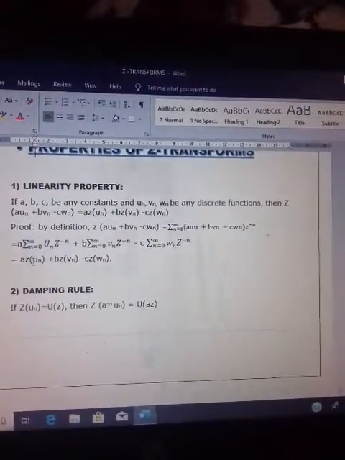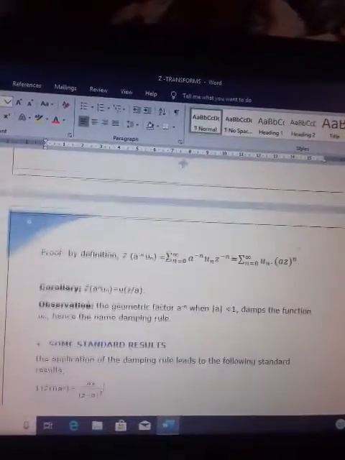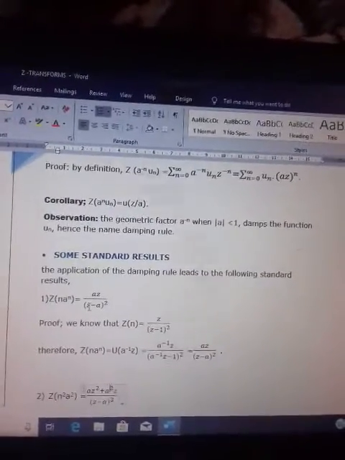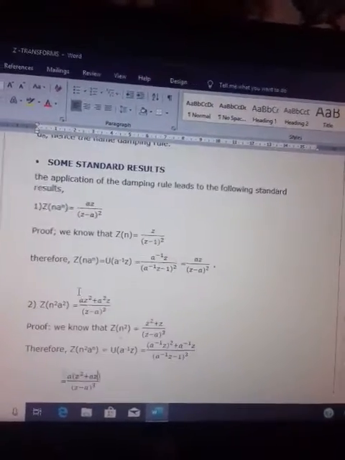I had done the proof. Another one is the damping rule. I had done some standard results based on the damping rule.